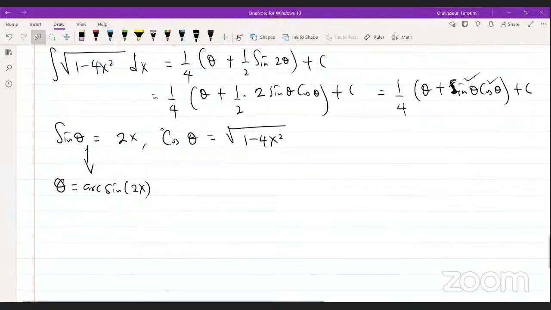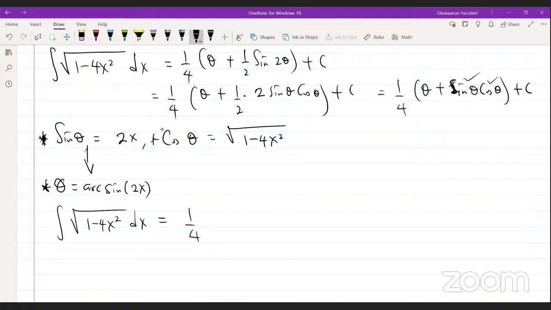Okay, so this is going to be the integral of square root of 1 minus 4x squared dx, and this is a 1/4. Theta is known, okay? I know these guys. Theta is known. That's going to be arc sine 2x plus, what is sine theta? Sine theta is 2x, right? What is cosine theta? Cosine theta is this guy.